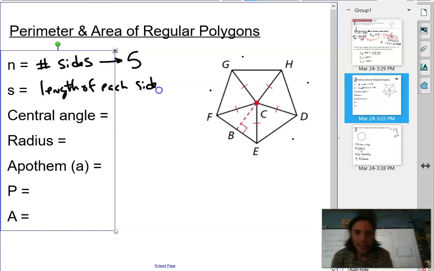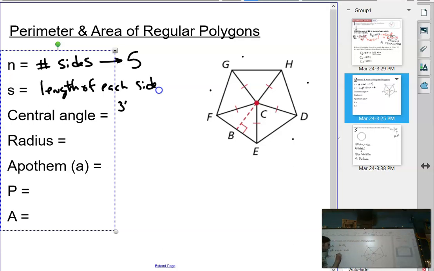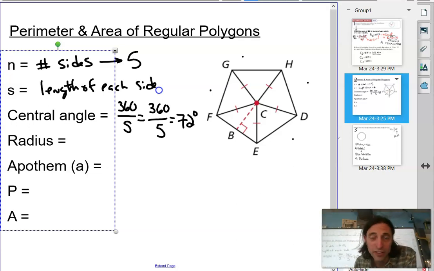The central angle, you find it by taking 360 degrees all the way around and dividing it by the number of sides. In this case, that's 360 divided by 5, which is 72. I'm trying not to confuse my 360 divided by S and my 360 divided by 5, but in this example, the radius would be, for example, CF.